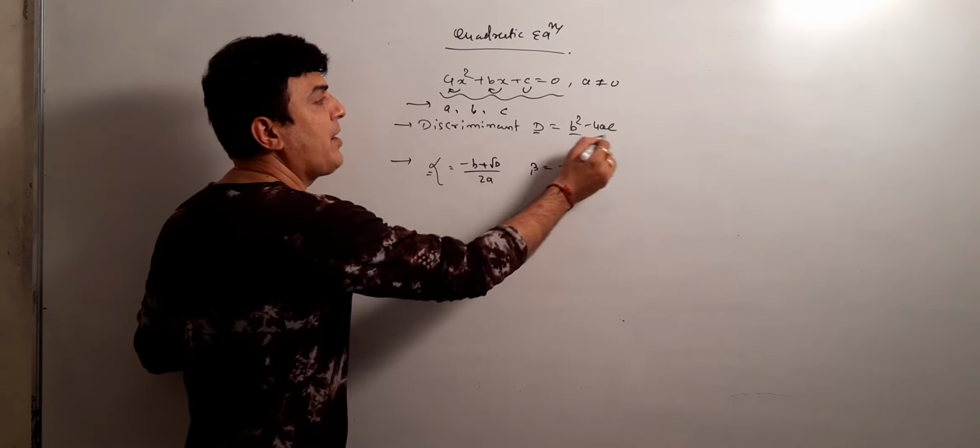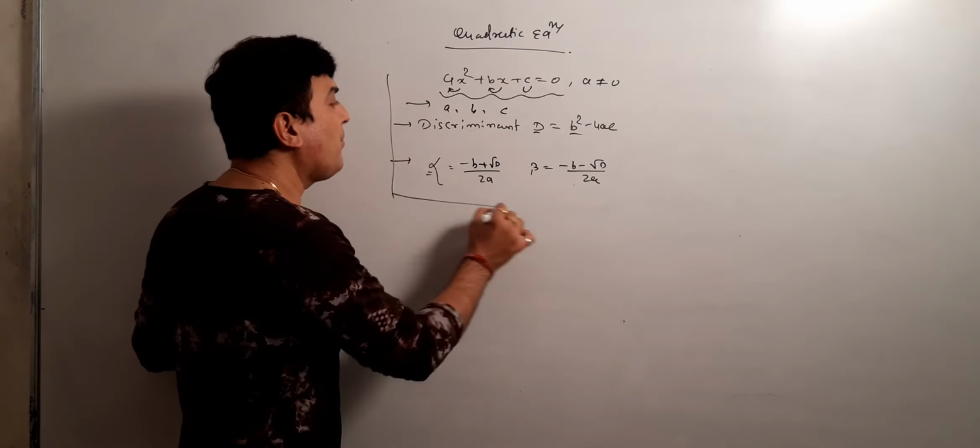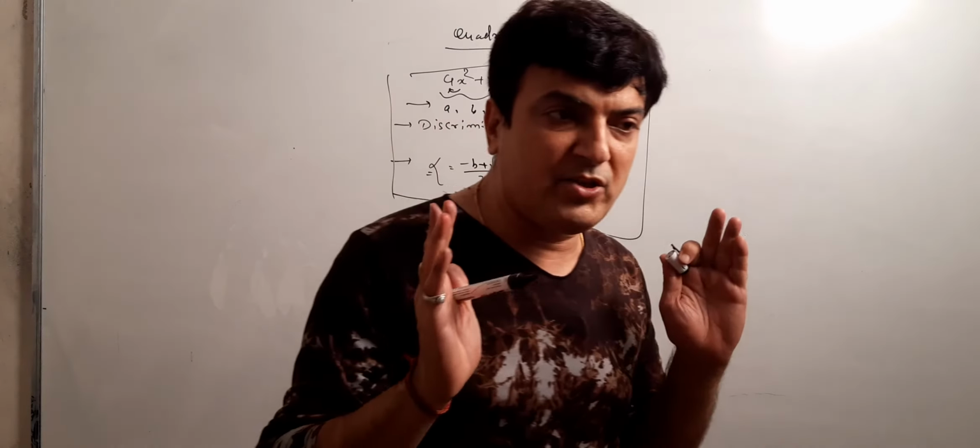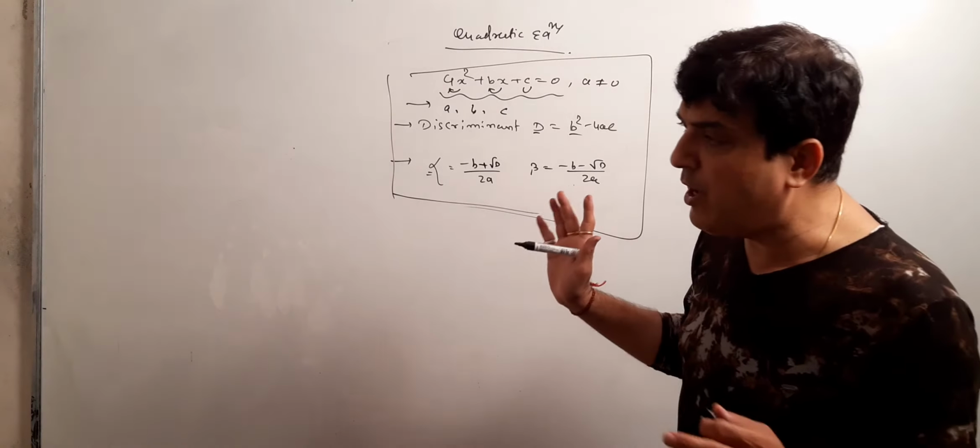Okay, and D you can find this way. This is the basic concept of quadratic equation. You make one table or one chart in your reading table.